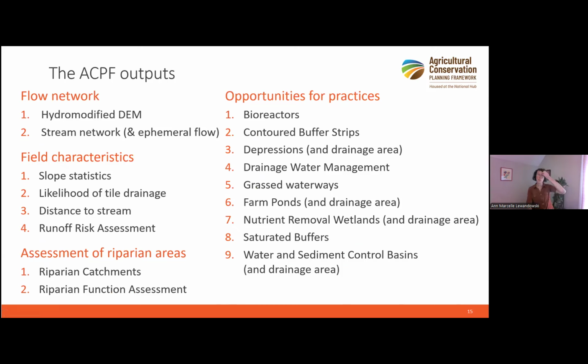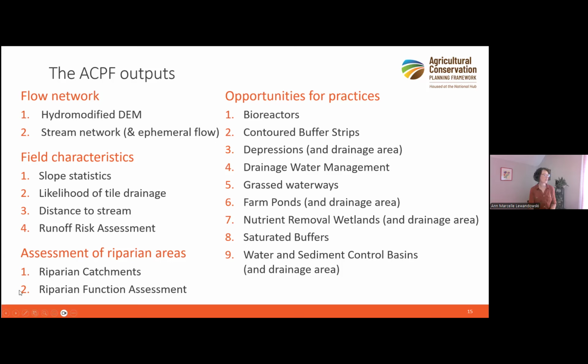So here's the outputs that ACPF can produce, and they break down into 4 different categories. The first group identifies the flow network. The second group identifies the field characteristics. Specifically, in this field, how steep or not steep is it? How likely is it to have tile drainage? How close is it to the stream? And when you combine that information, what's the risk of runoff for that field?